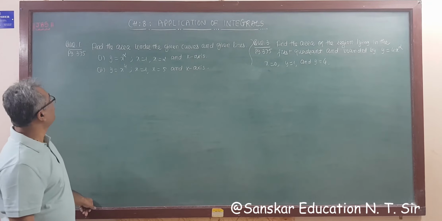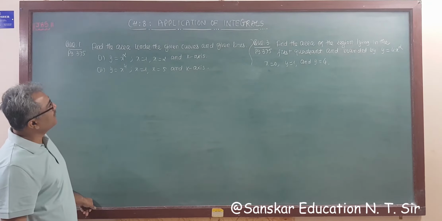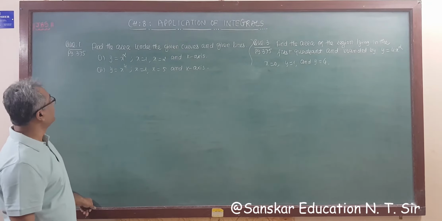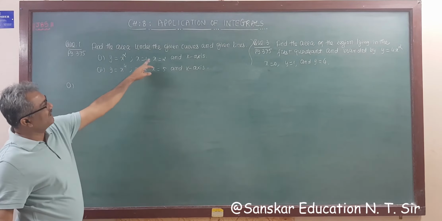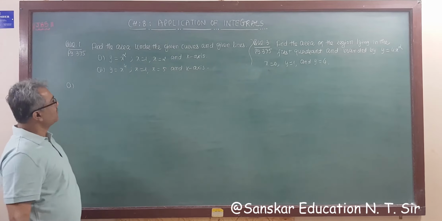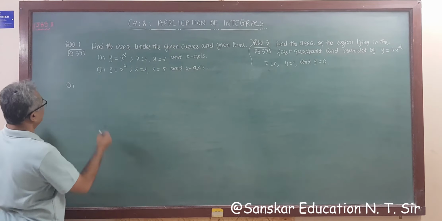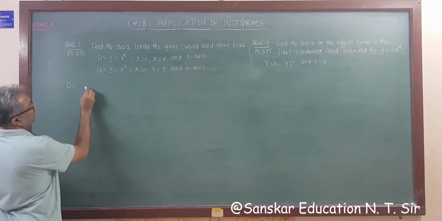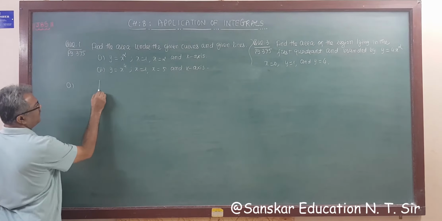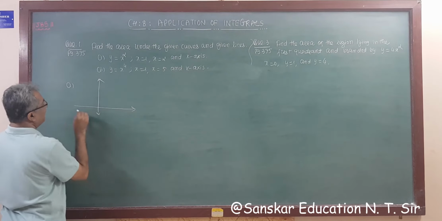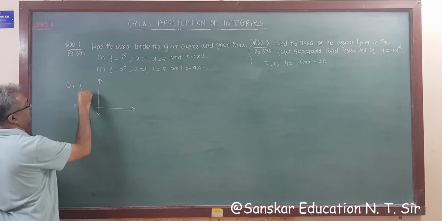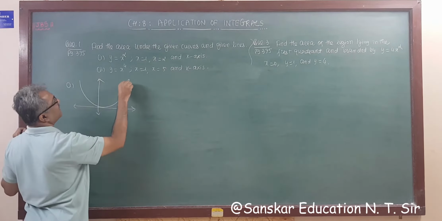Question number 1, page 375. Find the area under the given curves and given lines. The first among them is y is equal to x square, x is equal to 1, and x equal to 2, x axis. So this is a parabola about the y axis, right? I think so. No need to draw the figure for this, but I am drawing. This is y is equal to x square. So this is a parabola.